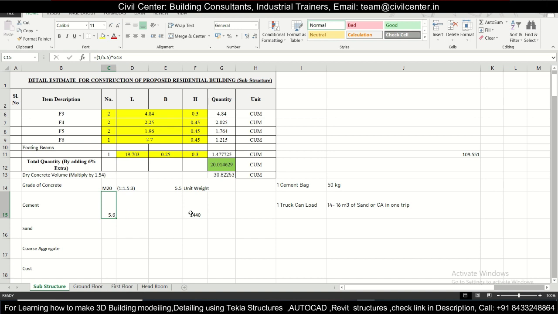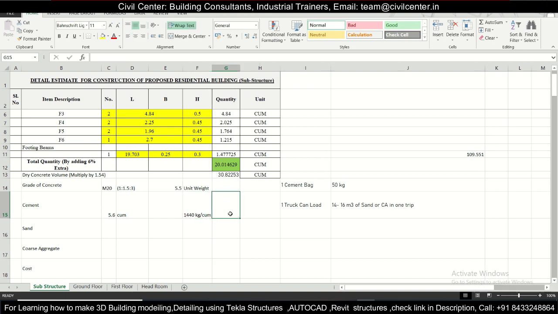So we also know that the unit weight of cement is 1440 kg per cubic meter. This is the standard unit weight of cement. You can Google it out. After that, using this we can find out the total weight of cement. So the total weight of cement will be equal to 5.6 cubic meter times the unit weight. This will get us the total weight of cement.